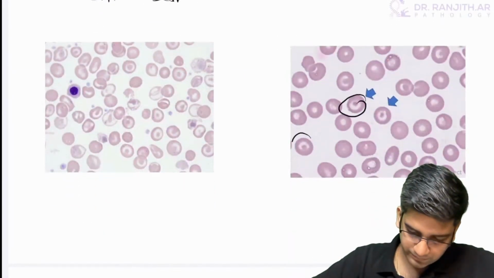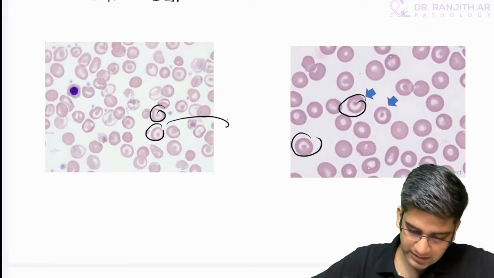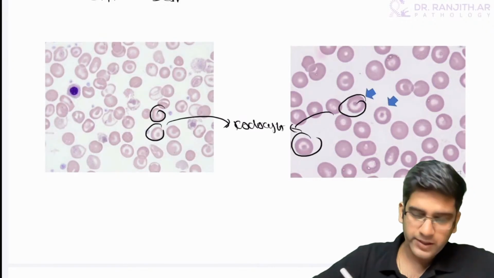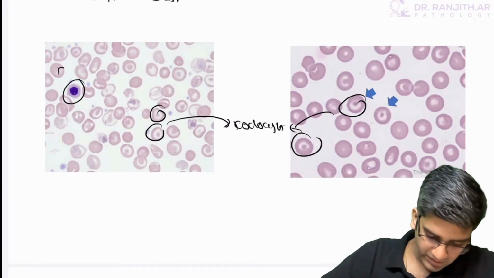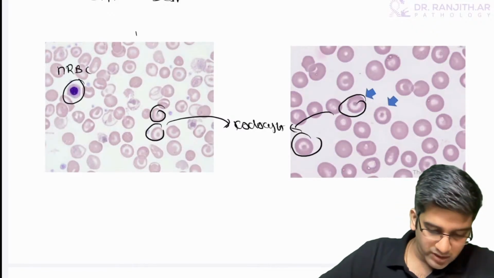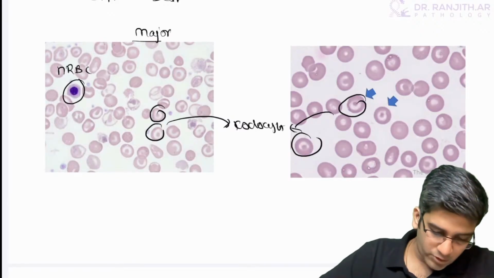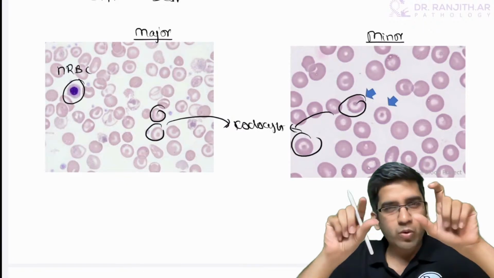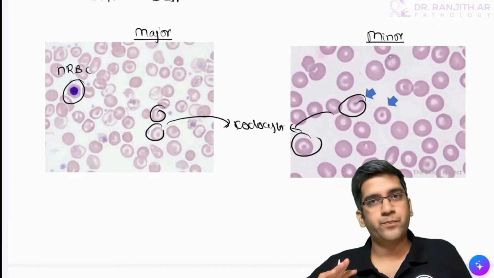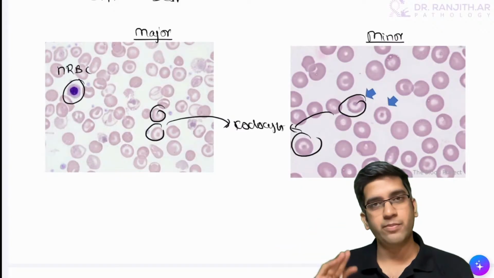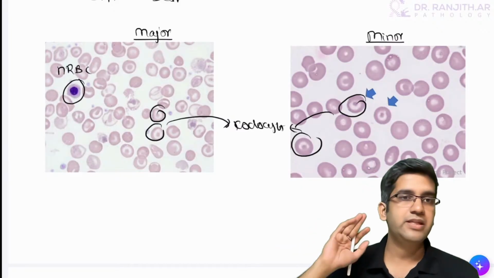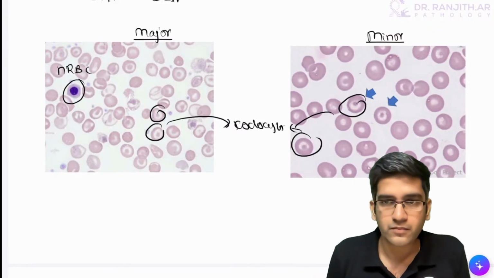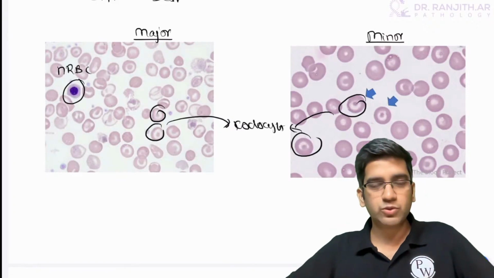What is this? All these are the same thing, codocytes or target cells. And this is your NRBC. So if you are drawing a diagram, I want you to show the difference between a major and a minor. Draw two small circles, major and minor. Minor will not have NRBCs. Major will have both NRBCs as well as your target cells. Perfect. That's about thalassemia.